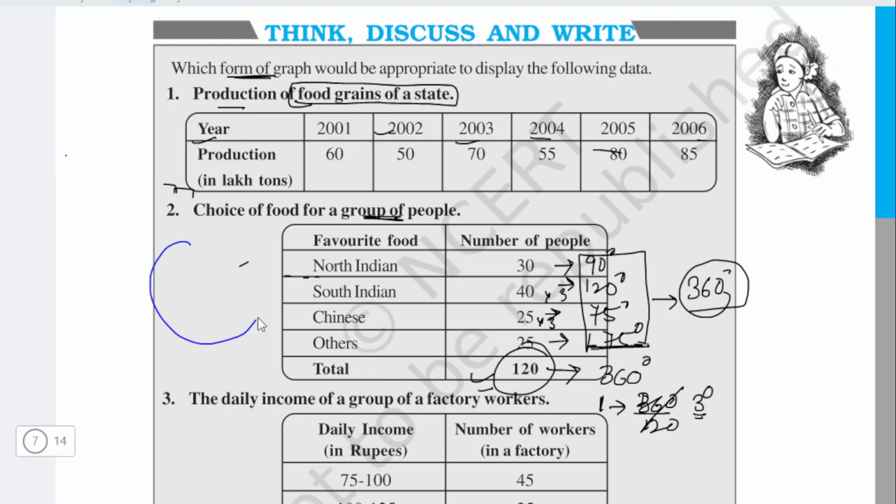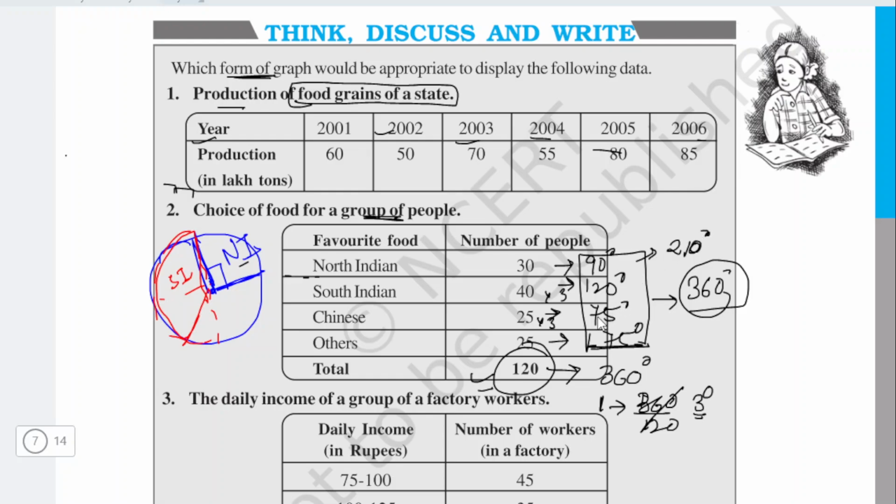How? We will first draw a circle, then draw a radius. Okay, then we will represent 90 degrees using the protractor for North Indians. Then we'll place our protractor something like this, and then find 120 degrees something like this. So this area will be represented by South Indians. Then next, 25 and 25. We have already done 90 plus 120, that is 210. 210 degrees we have completed.